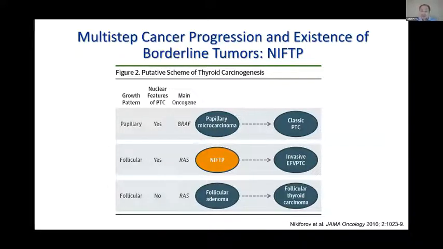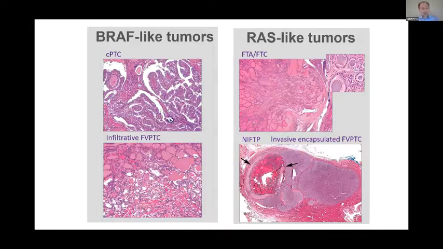Then for follicular growth pattern tumors, there is a sequence of events from follicular adenoma to follicular thyroid carcinoma. And when nuclear features of PTC are present, from NIFTP to invasive encapsulated follicular variant of papillary carcinoma. So one more time to summarize, because this is really very important. What are the BRAF-like and what are RAS-like tumors? And why is it important clinically to recognize this molecular subclassification of these tumors?